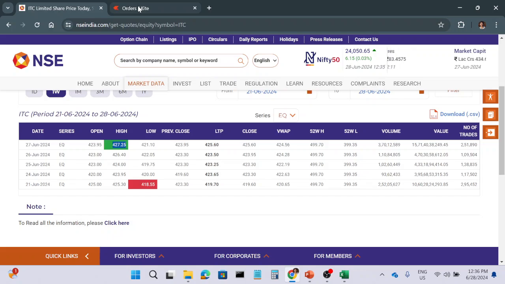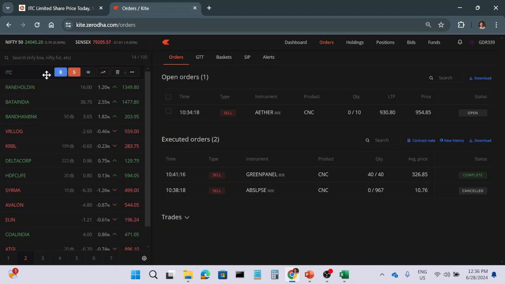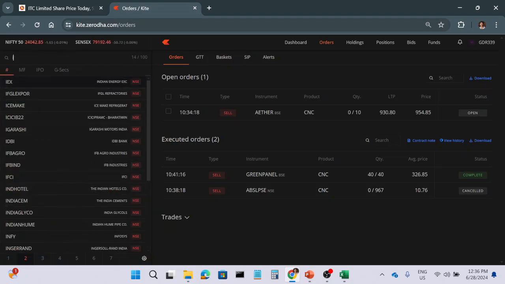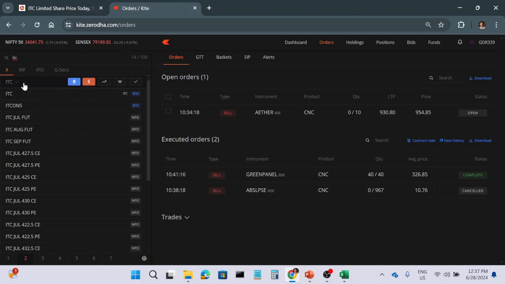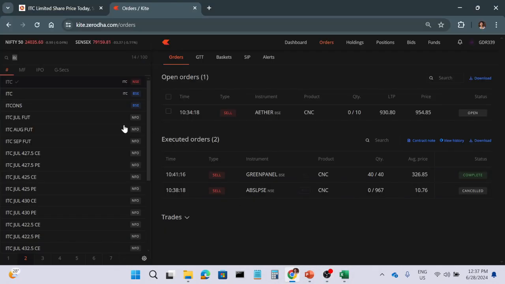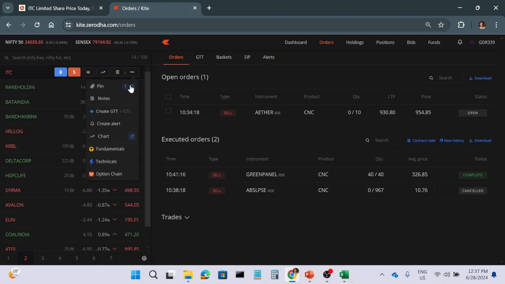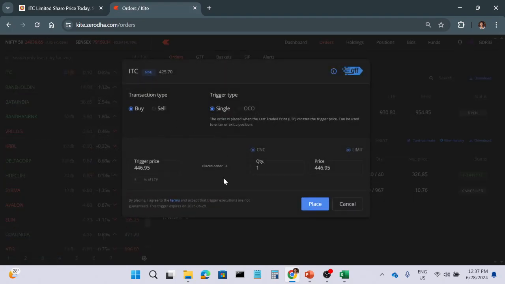So how do you do that? I'm just trying to show that on a Zerodha account, my account here. Here is the ITC which I have added in the watch list. If you want to add any stock, you can search for ITC and then click on this. The stock will be added, and once the stock is added, we can click on these three buttons here, and you see that there is an option called create GTT. So here you can order for that.